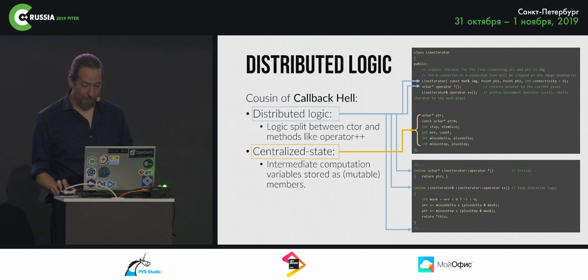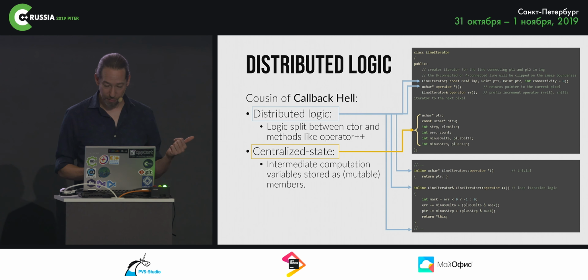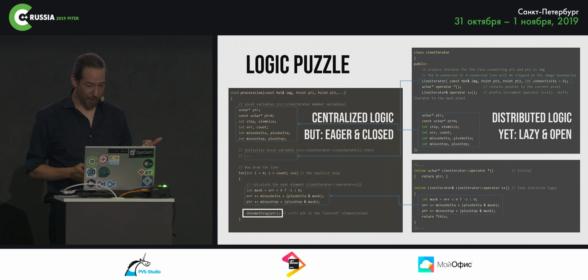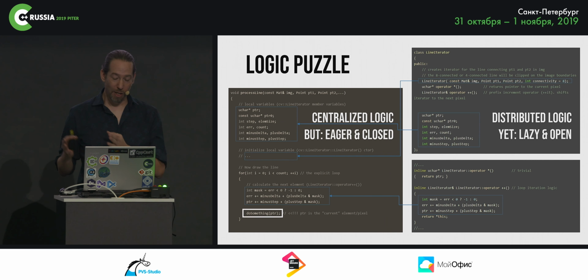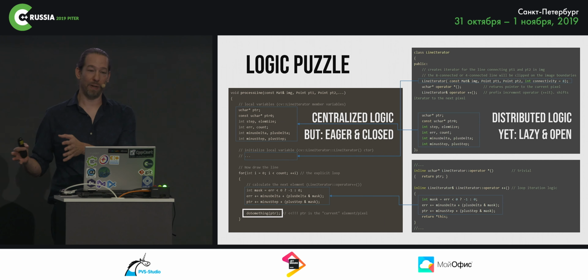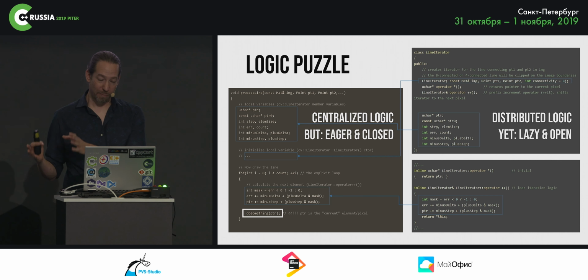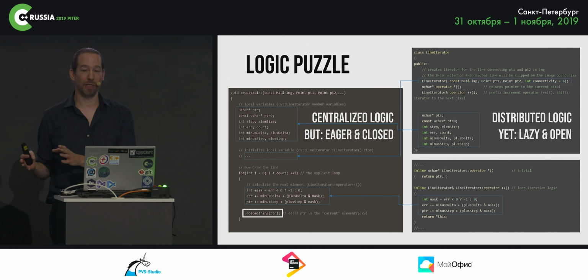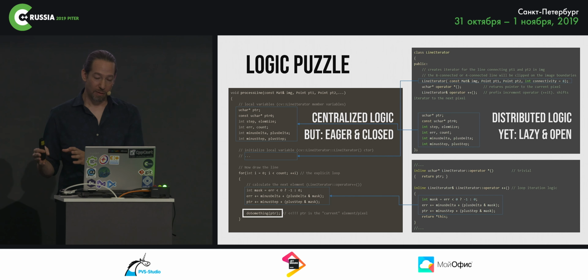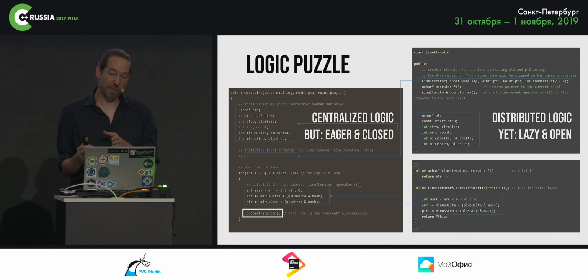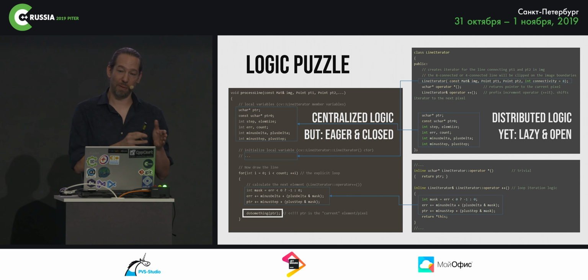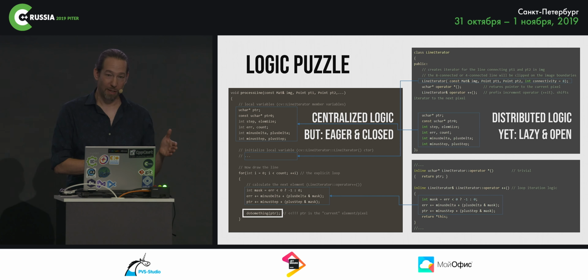So if we look at this implementation of CV line iterator, we can do kind of a copy-paste thing where we take the lazy and open iterator class on the right, which suffers from the distributed logic problem, and then copy all of the internal implementation into a single function, which I call process line in this example. But now everything is localized. So we have centralized logic. However, it's eager and closed.